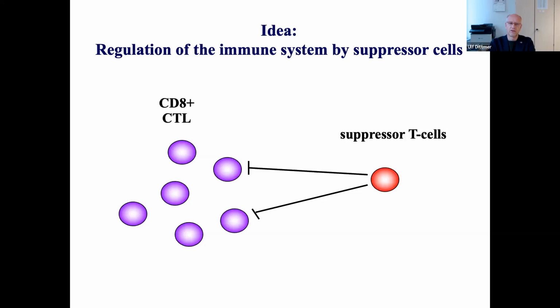So there was a basic idea already in the 80s that cytotoxic T cells, effector T cells, have to be controlled by another cell type, so that they don't have overshooting reactions and that they are not harmful. So in the 80s, people called that suppressor T cells and developed the concept of suppressor T cells.